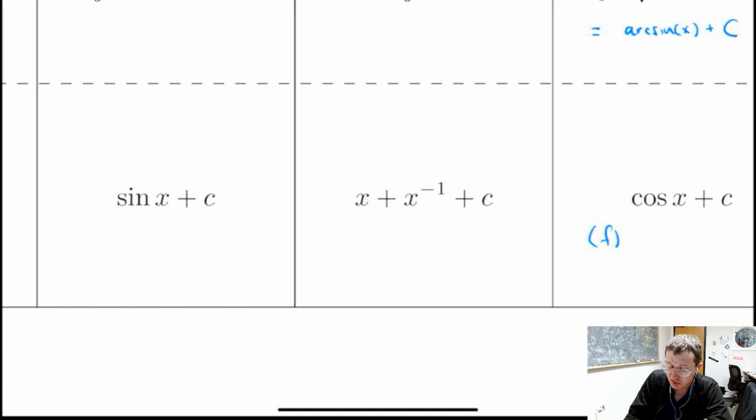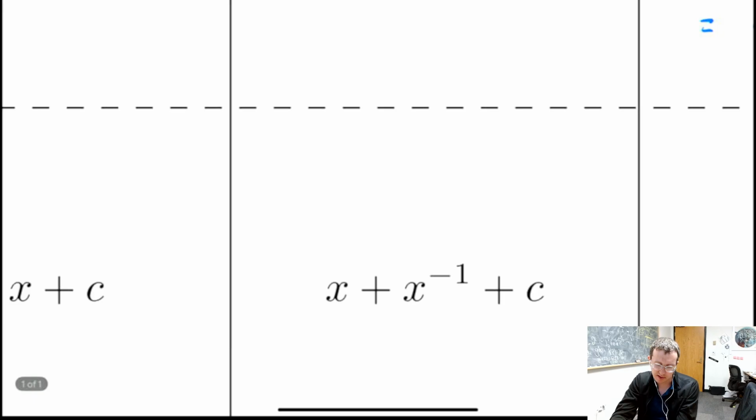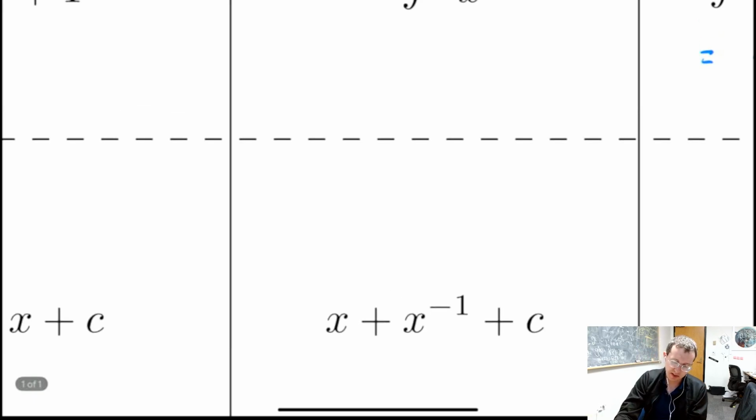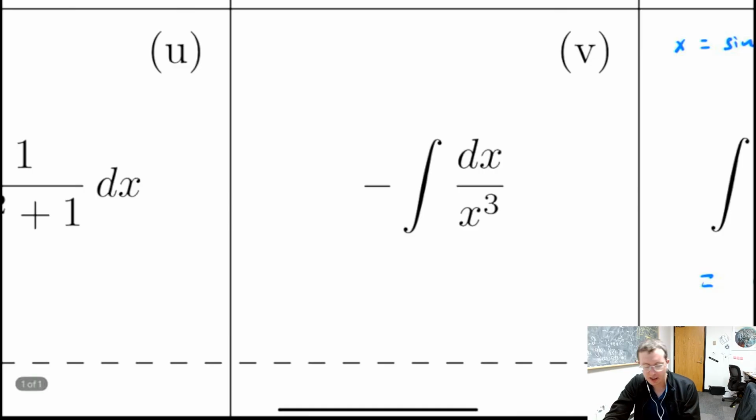And again, it does not matter whether you write x to the minus 1 in your answer or whether you write 1 over x, just as long as you can recognize that those are the same in case the multiple choice answer is not the same one that you wrote down.